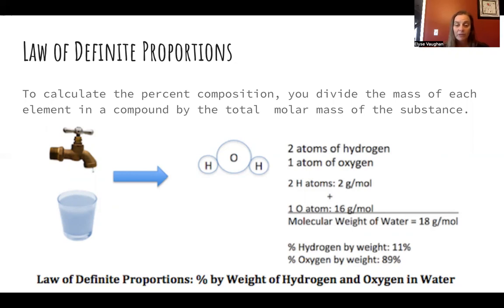If we're given percent composition of 2 samples, we can use that to determine whether or not that is a pure substance. So if we were to take a sample of water and break it down into hydrogen and oxygen and figure out what weight of hydrogen we had and what weight of oxygen we had, and it was not 11% hydrogen and 89% oxygen, then we would know that we didn't have pure water.